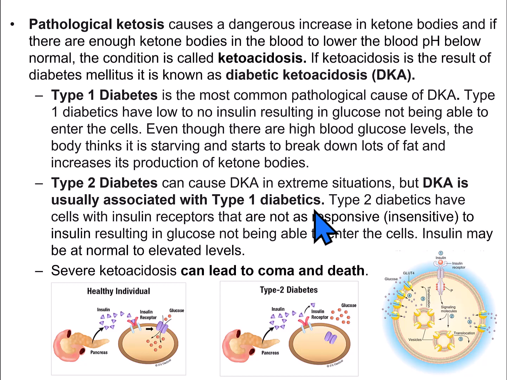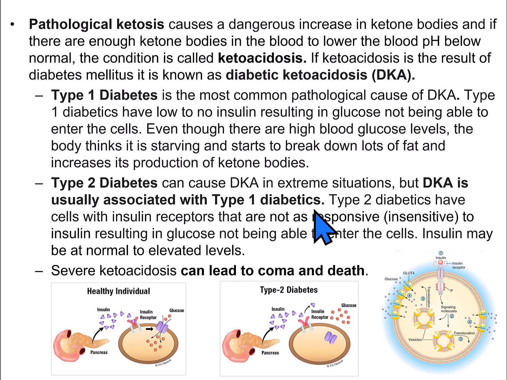It's important to realize that just because somebody's in ketosis doesn't mean they're in ketoacidosis. Ketosis just means an increased level of ketone bodies. If there's enough ketone bodies that it lowers the pH below normal, then we refer to that as ketoacidosis. So everyone who is in ketoacidosis is also in ketosis, but not everyone in ketosis is in ketoacidosis.